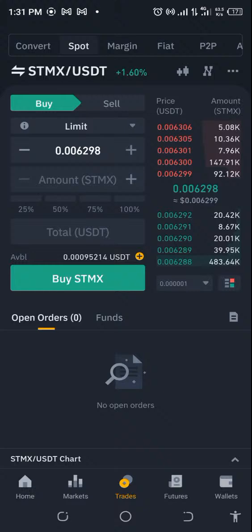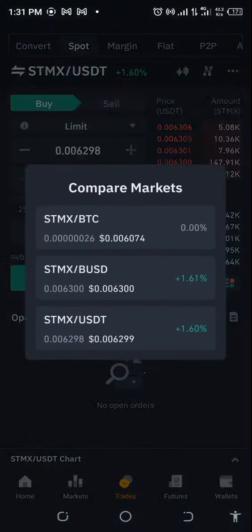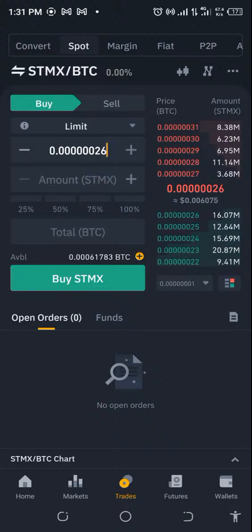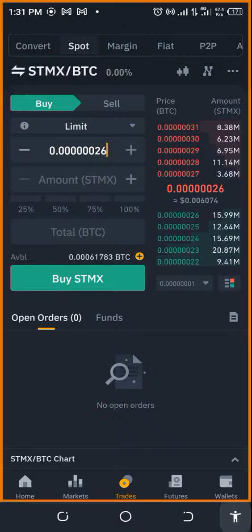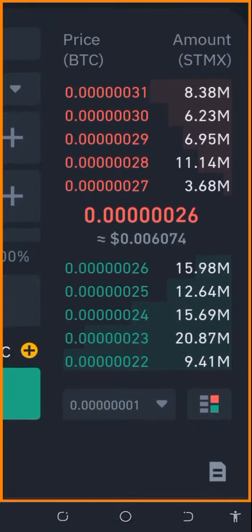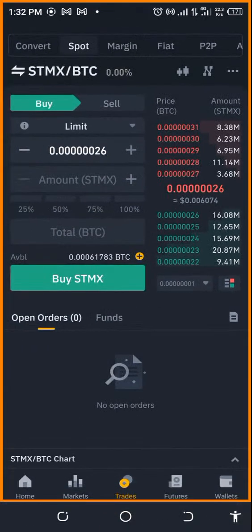So let's go ahead and see what we will do. This is, like I said, an experiment. It might work, it might not work. Okay, so let's get cracking. So I'm going to go straight to using STMX BTC. And before I do anything, let's take a look at this market price. The market price is 0.000026.